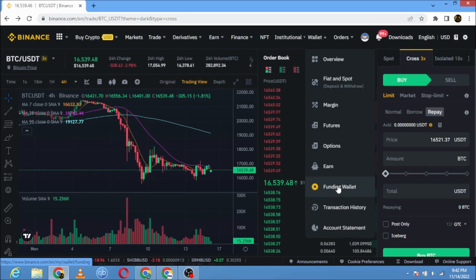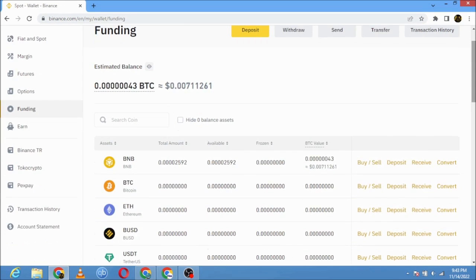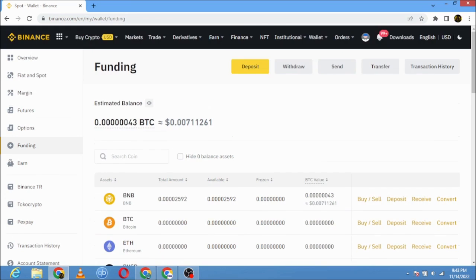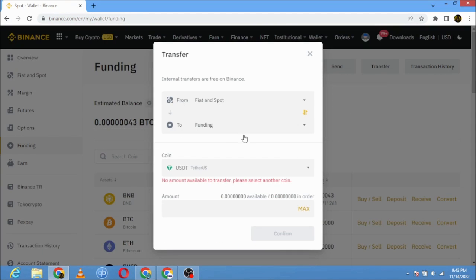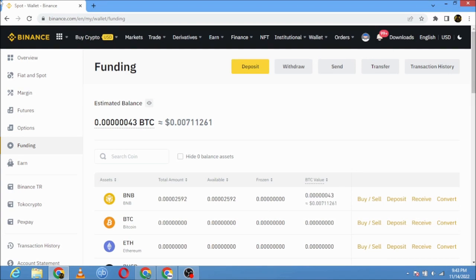This is where you're going to find the funding wallet. When you get money from trading peer-to-peer, they will send your money to the funding wallet. So once they send you your money, you will find it here. If you want to transfer that money to your spot wallet, you just come here and click maximum. I will show you exactly how you can change that amount into your spot wallet.